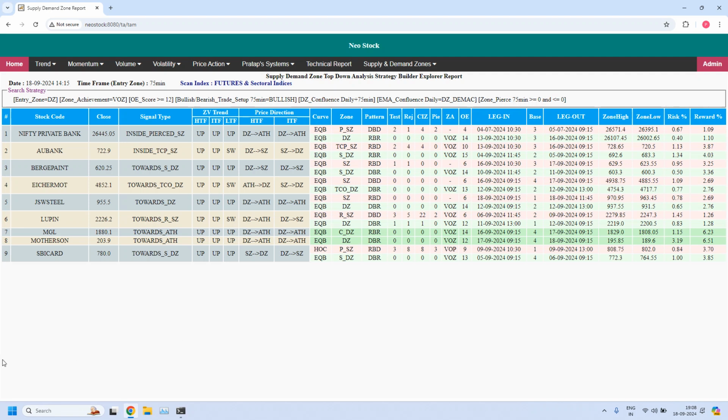Let's verify. So total 9 stocks are filtered. All these 9 stocks are supporting bullish trade setup for weekly income trade, and 75 minute zone and daily zone are having confluence. That means 75 minute zone is part of the daily zone and the daily zone is having daily EMA confluence. So it's a high probability setup, these 9 stocks.